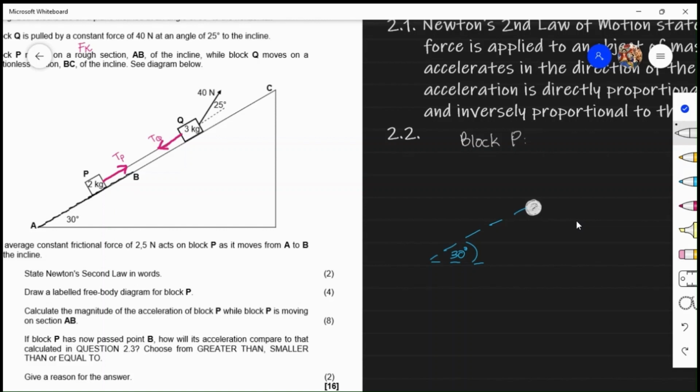Now whenever we draw a free body diagram, the mark allocation needs to correspond to the number of forces that we are going to include in our diagram. So because we have 4 marks, we need to then include 4 forces. So we have a gravitational force that is acting straight down because this object has mass.